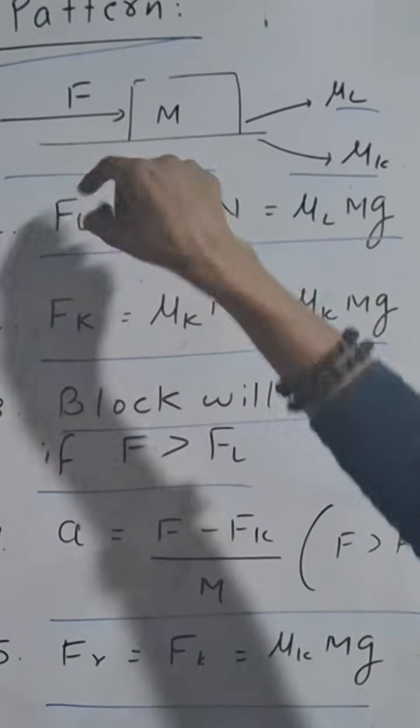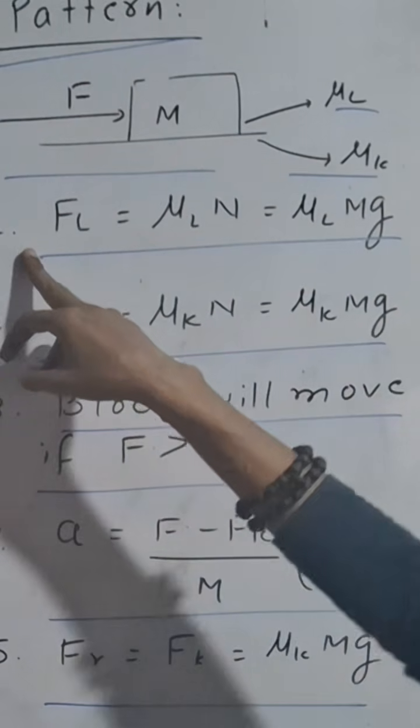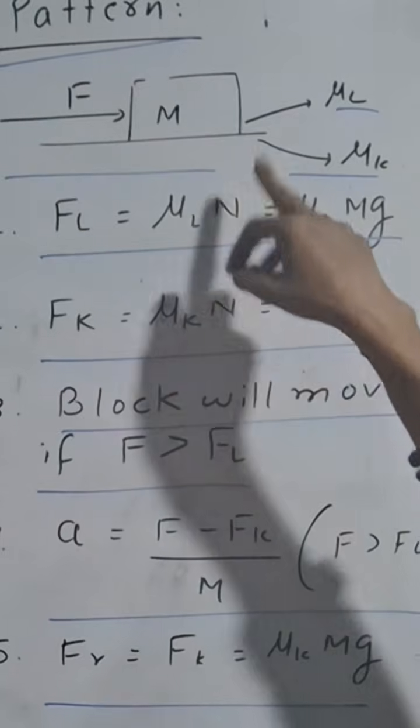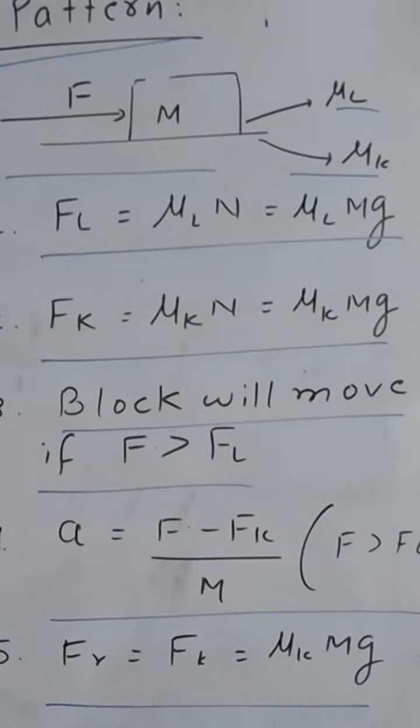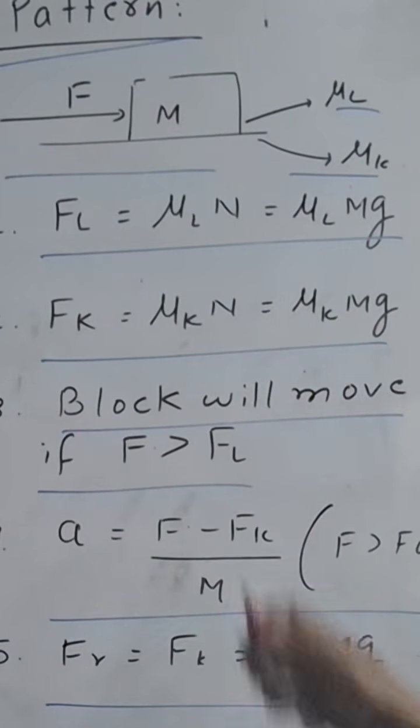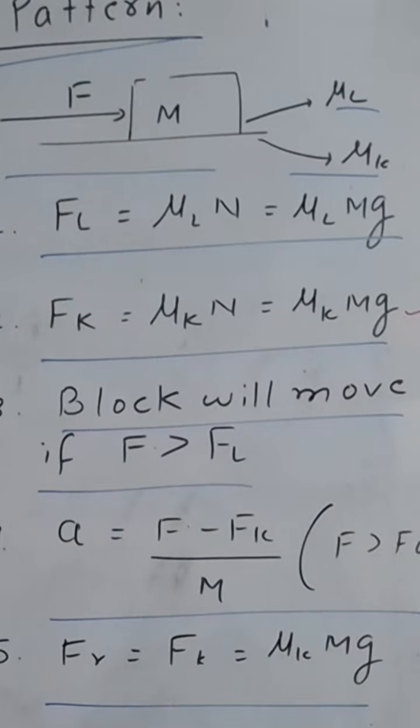Kinetic is mu k, force is F. Then we define limiting friction as mu limiting into N, which is normally mu limiting into mg in this particular case. Then we define kinetic friction as mu k into N, which is mu k into mg.